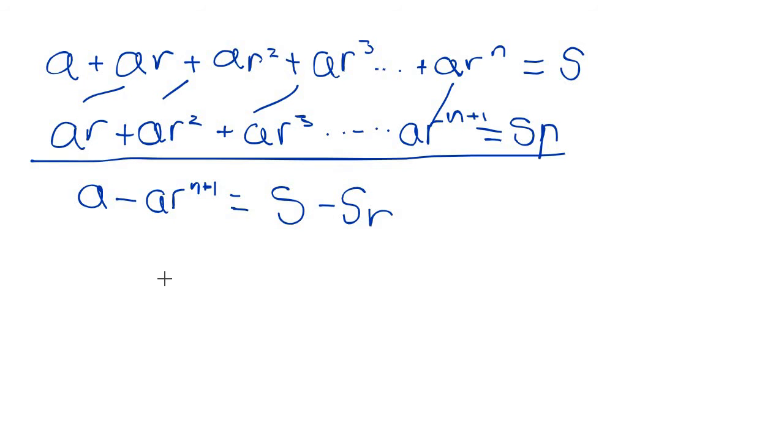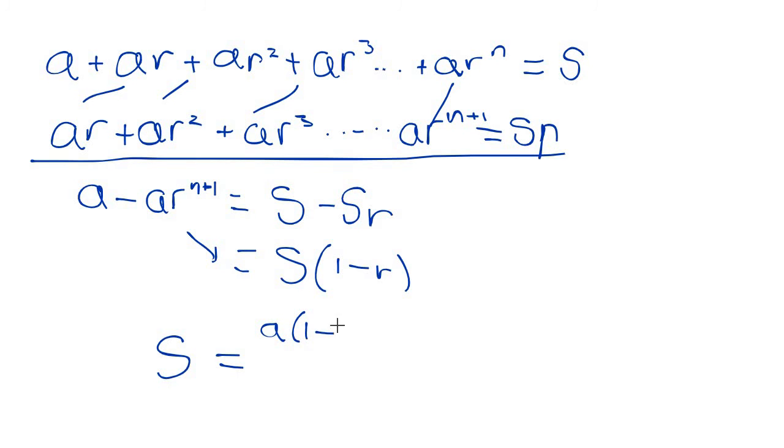And we can factor the S out, and we'll get that this equals S times 1 minus R. And then we can solve for S. This equals this. And then we solve for S, and eventually we get that S equals A times 1 minus R to the n plus 1 all over 1 minus R. So again, it's a very neat formula.